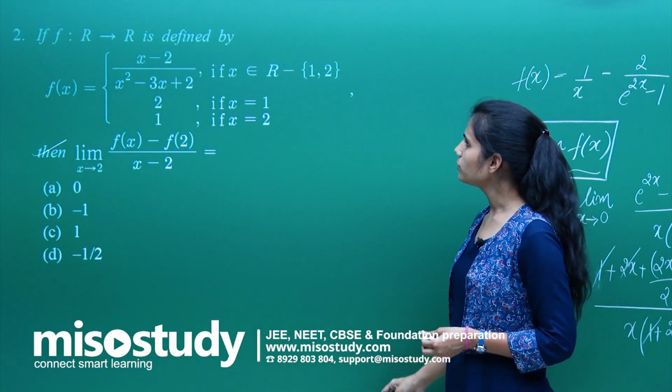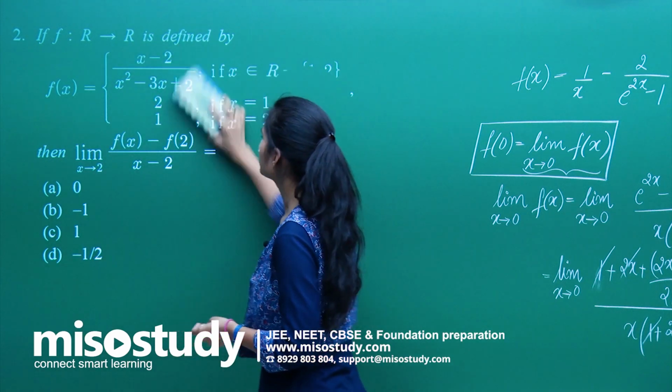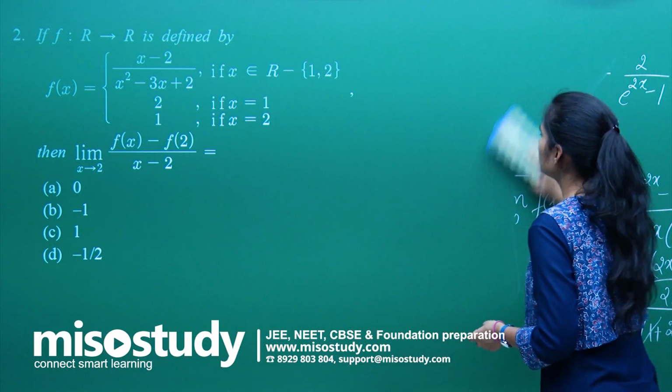Moving on to the next question, we have: if f is a function defined from the collection of all reals to the collection of all reals like this, then compute the value of this limit.